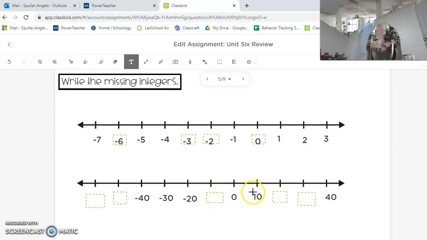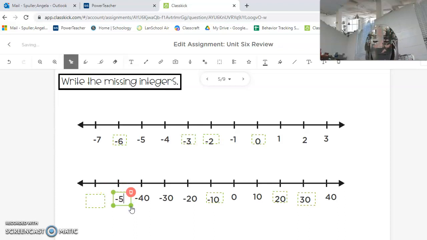Okay. All right, here's 0. Notice what we're counting by. We're counting by 10. This would be 20. The next one would be 30. Okay, now going the opposite way from 0, counting by tens would be negative 10, negative 20, negative 30, negative 40. Uh-oh, the next one would be negative 50. And our last one, if we're counting by tens, would be negative 60. Great job.